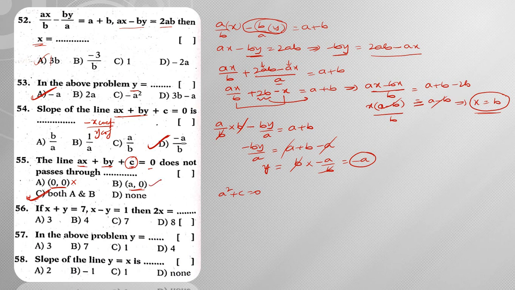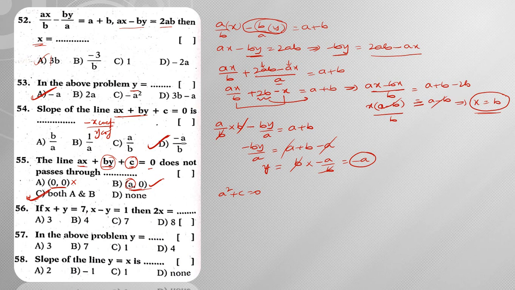Next we are checking for this a comma 0, so that a comma 0 is also not possible. When we look at a comma 0, when I substitute y is equal to 0, then x should be minus c by a, but what he has given is a, that means it is also not passing through a comma 0.